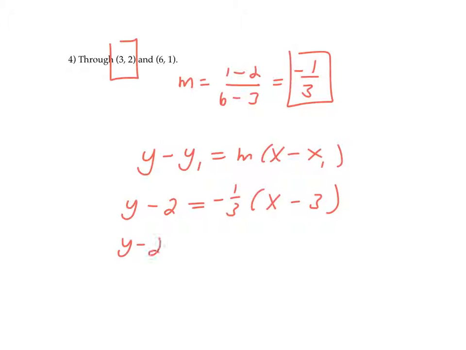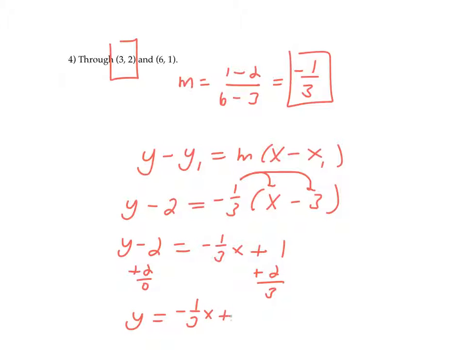Okay, so keep this and distribute over here. Negative 1/3 times x is just negative 1/3 x. Negative 1/3 times negative 3, well, negative times a negative is a positive, and 1/3 of 3 is 1. Take and add 2 to both sides, add 2, and we get 3. So y is equal to negative 1/3 x plus 3. And that's our final answer.